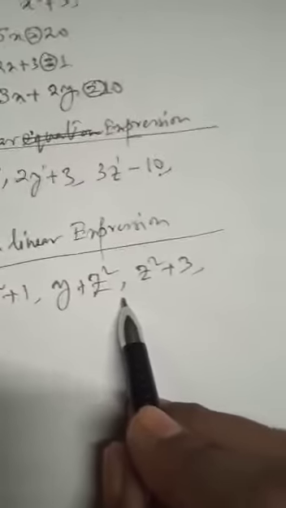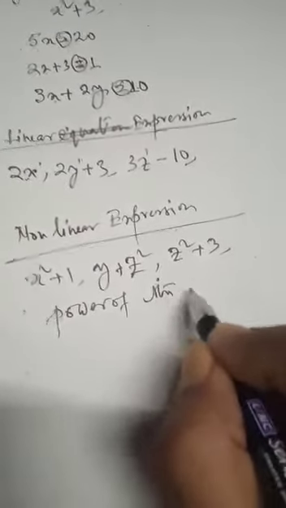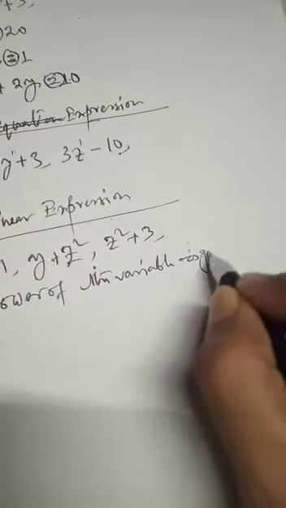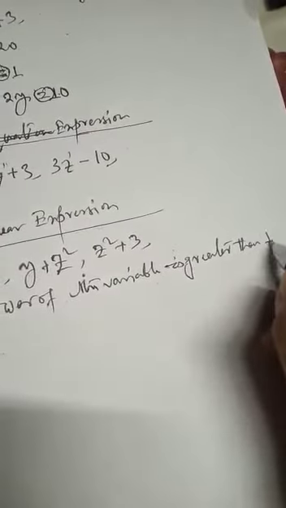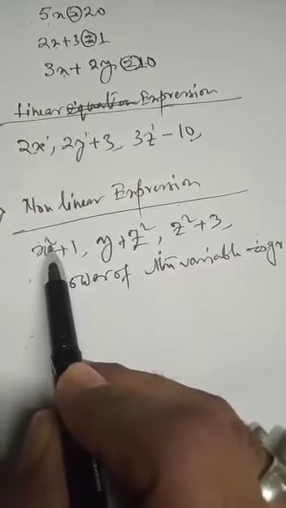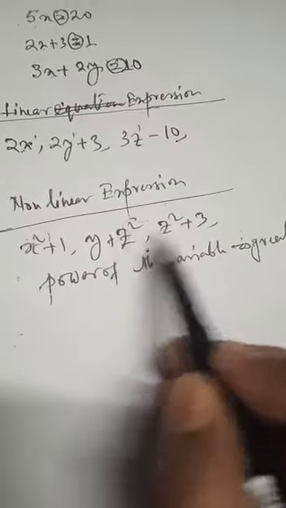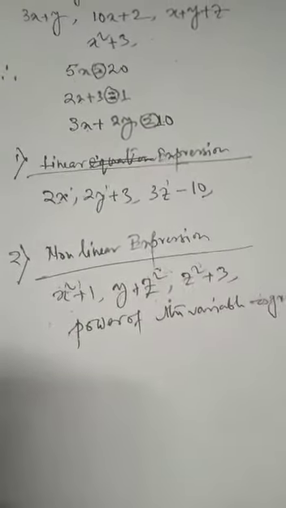Why non-linear expressions? Because the power of the variable is greater than 1. How much is the power of the variable? Power is 2, that means greater than 1. That is why it is a non-linear expression.